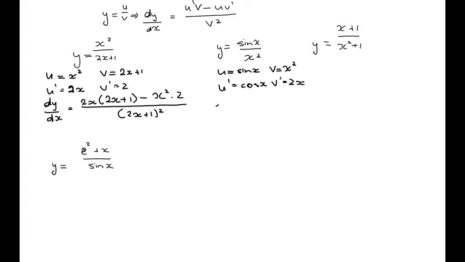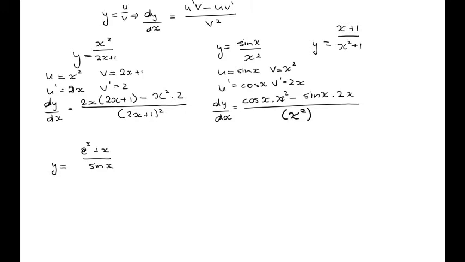So now we can use that straight into the formula. So it's going to be u dash v, so it'll be cos x times x squared minus sine x times 2x, all over x squared squared. And again, there's some simplification that you can do, but right now we're not bothered with that.